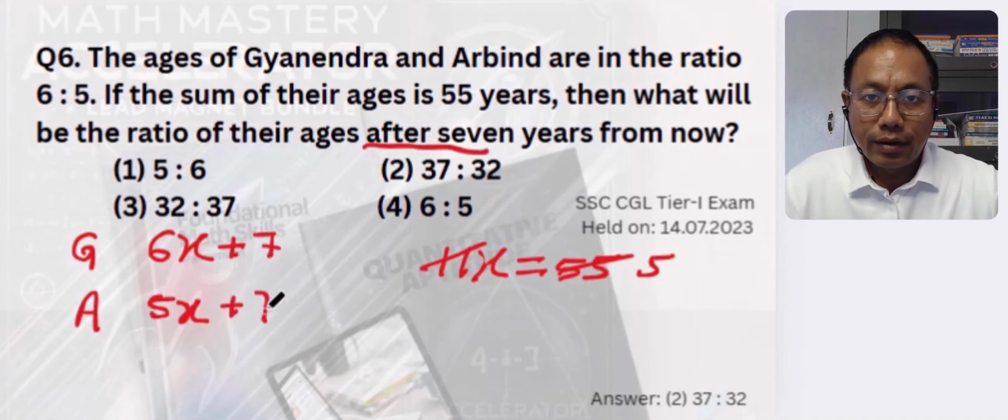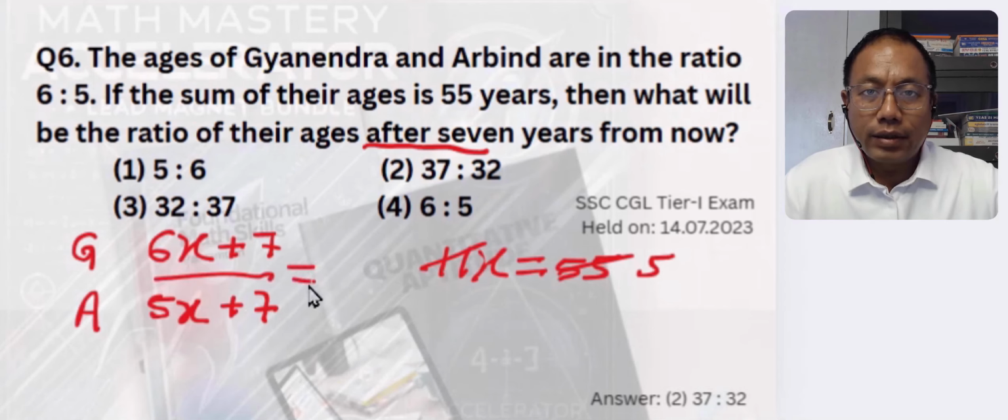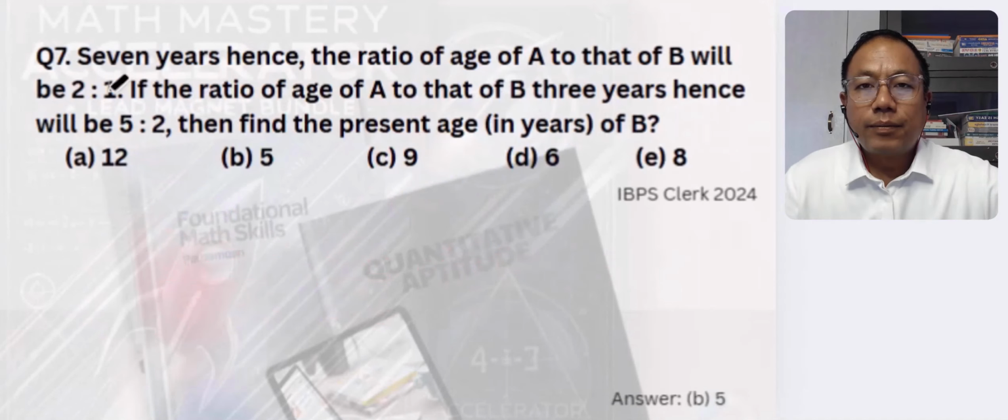Plus 7. This is what we are asked to find. 6 times the x value, which is 5: 6 fives are 30, plus 7 is 37. Then 5 fives are 25, plus 7 is 32. We cannot cancel anymore. Therefore, the final answer is 37:32. Option 2 is the right answer.